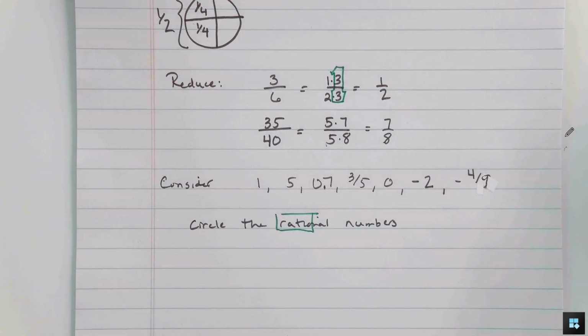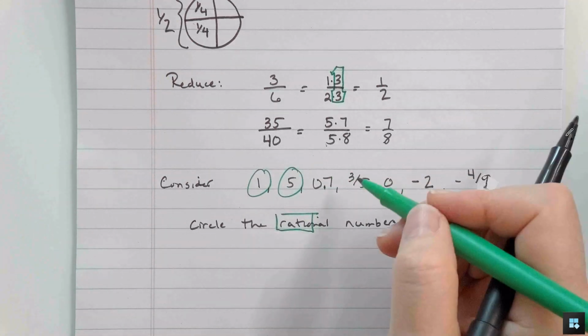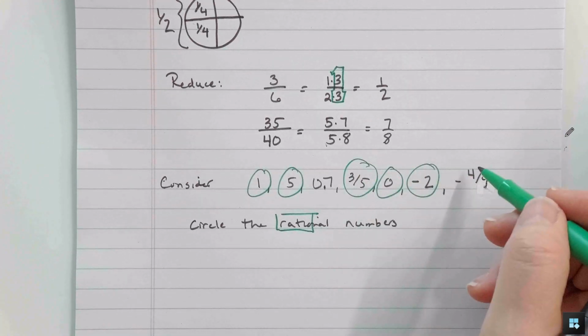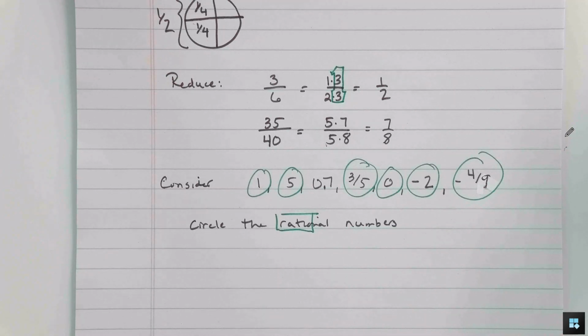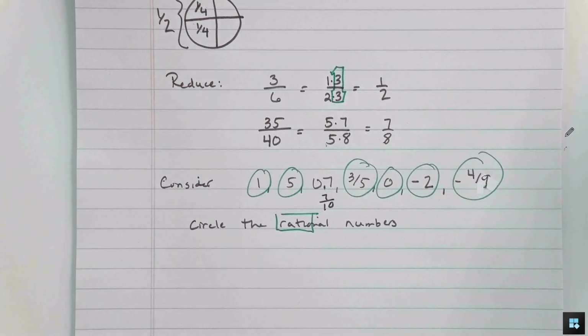Which ones did you circle? Yes. I circled 1, 5, -2, 0, 3/5, -4/9. So you circled everything but 0.7? Okay, did anybody circle 0.7? And you can, because if you put it into a fraction, it's 7/10. That's right, yeah. So this one you can circle too. So all of those were rational numbers because you can take any decimal that ends like that and write it as a fraction. You just have to put the correct power of 10 underneath it.